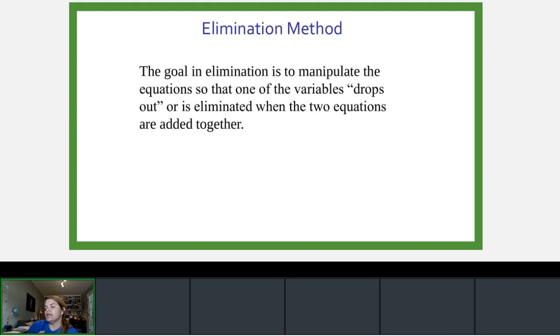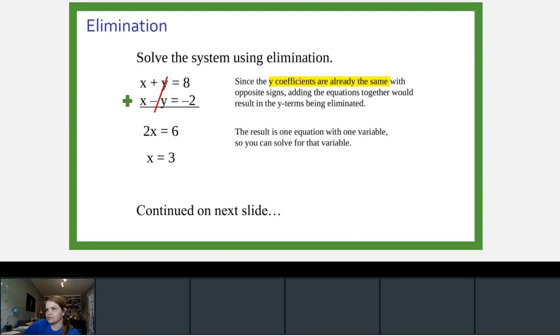So the goal in the elimination method is to manipulate the equations so that one of the variables drops out or is eliminated when the two equations are added together. So I'm going to give you an example before we do some together. This is a system of equations: x plus y equals 8 and x minus y equals -2.